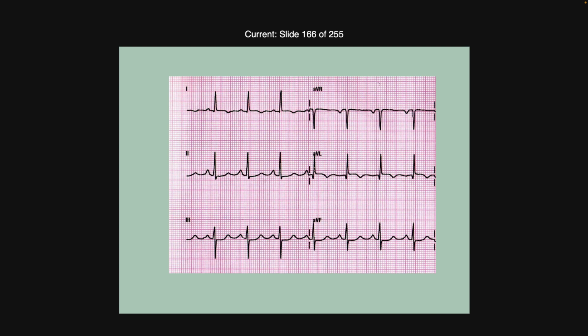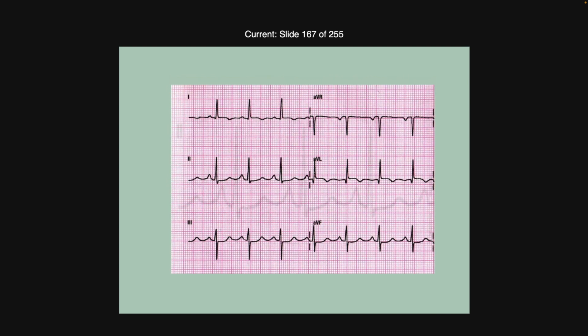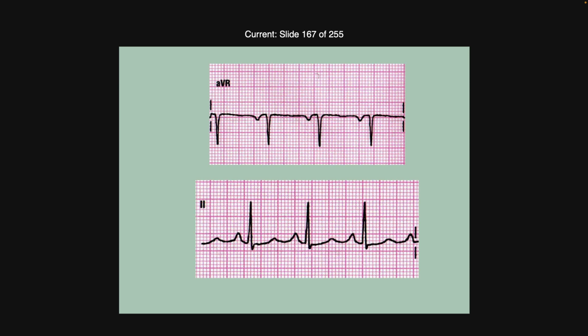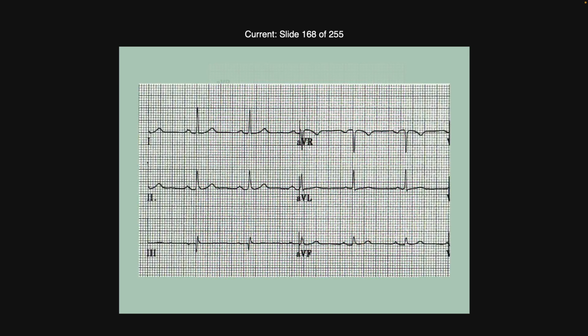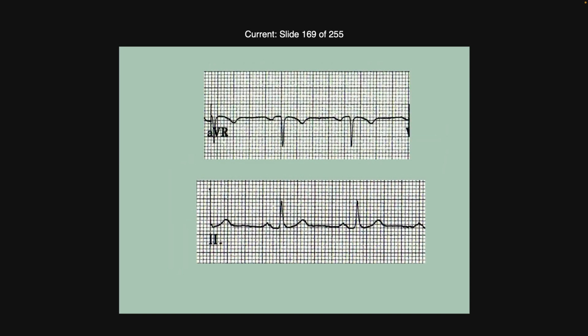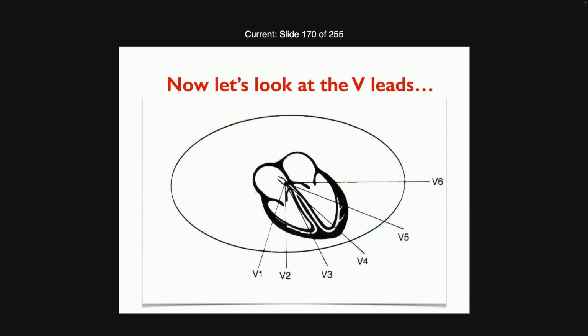Okay, so if we look, I just grabbed any old one, there's AVR, there's lead 2, and you can see how similar, not precisely the same, but how similar they look. They're just flipped versions of the other. Okay, here's another one. Again, just a flipped version. Okay. Now, when we're talking about contiguous leads, I think we've got it all wrapped up in the limb leads.